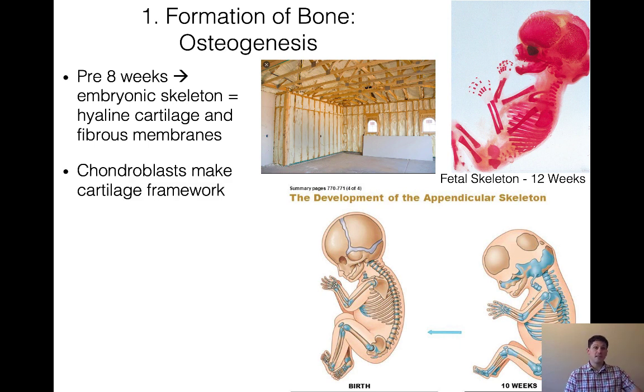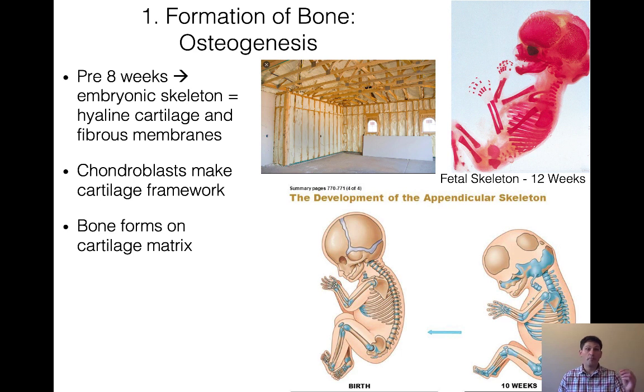Chondroblasts are making the cartilage framework. So if you remember, we talked about osteoblasts building bone. Chondroblasts are building cartilage, okay? And chondrocytes are going to maintain that cartilage, just like osteocytes will maintain the bone. Now, bone is like a replacement tissue, if you will. It forms on the cartilage matrix.